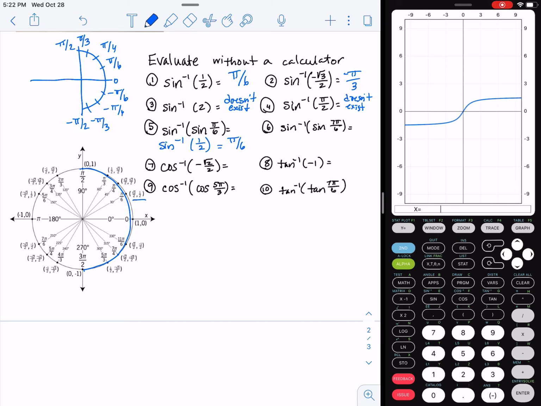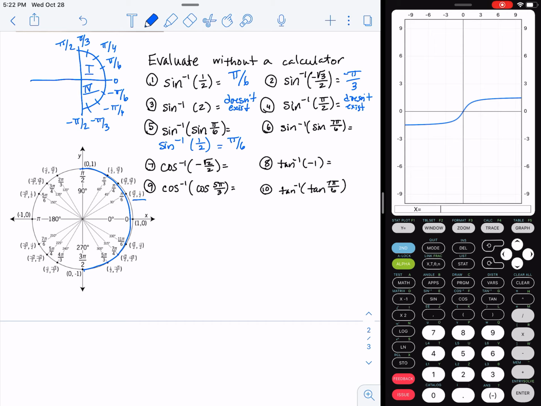Well, here's what I know. With an arc sine, I'm restricted to quadrants 1 and 4, and nowhere in quadrants 1 and 4 do I have a 7 pi over 6. I have a negative pi over 2 to pi over 2. So we have to look.